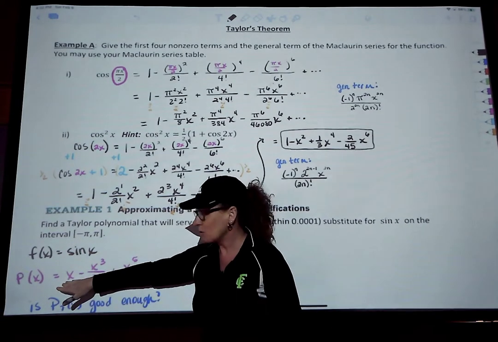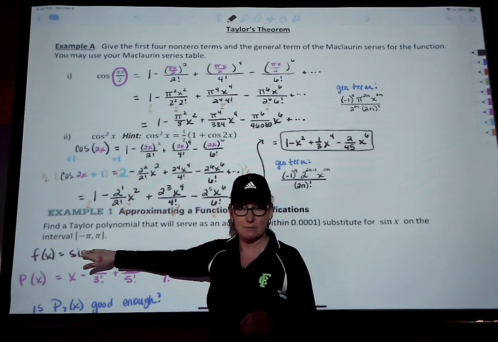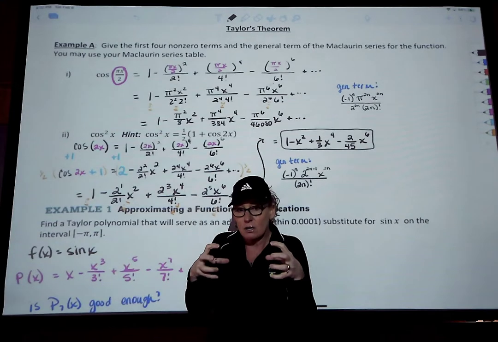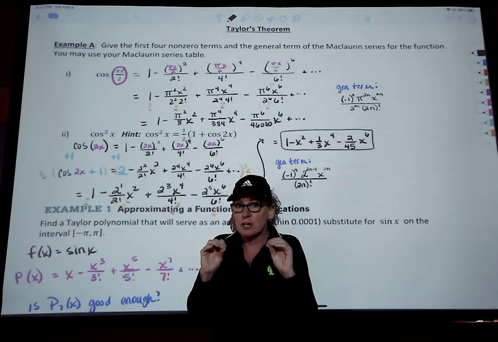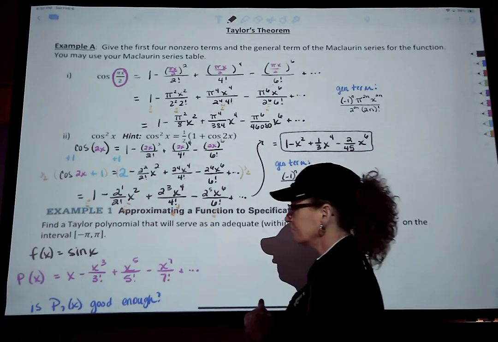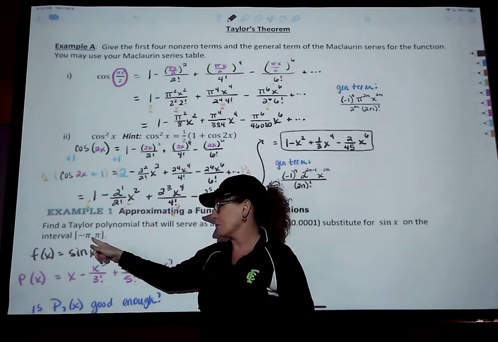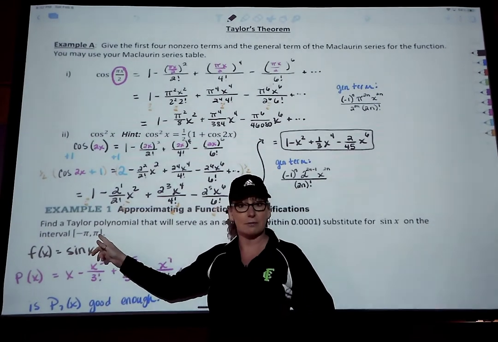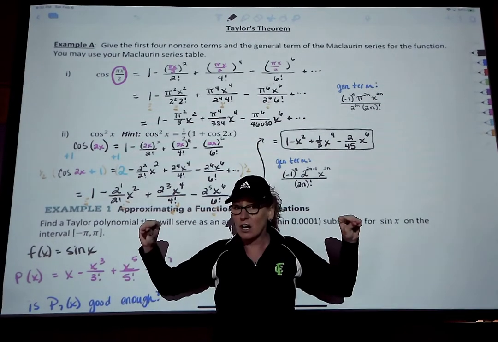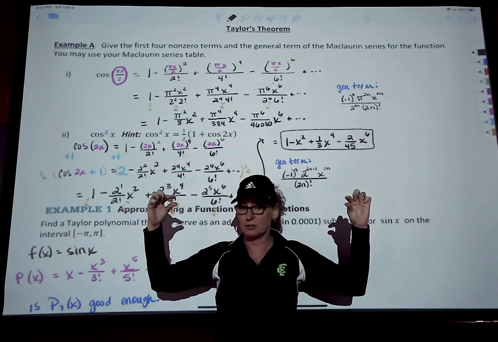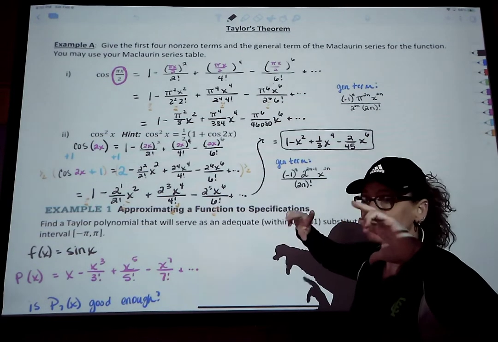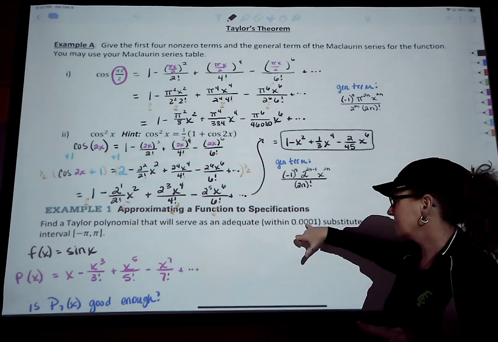Because at zero, our polynomial matches our function perfectly. Okay? But then the farther out we go from 0, you've seen pictures, those two functions are going to start to separate a little bit. So we're only going out to like negative 3.14 and positive 3.14. That's as far out as we'll go. But when I go out that far, I want them so close to each other that the error, the difference between the two, is less than 0.0001.